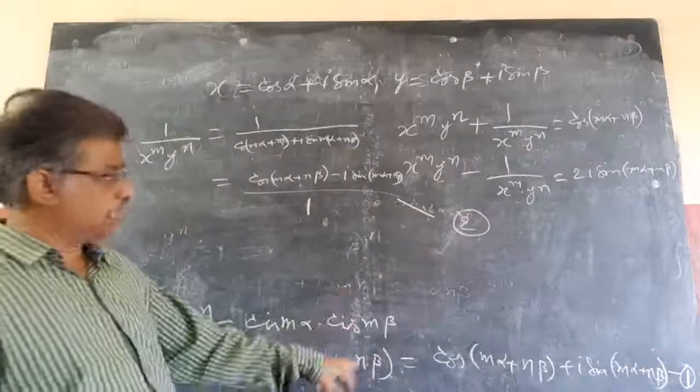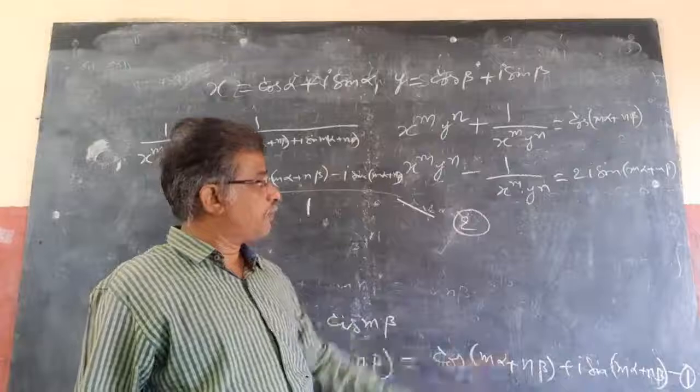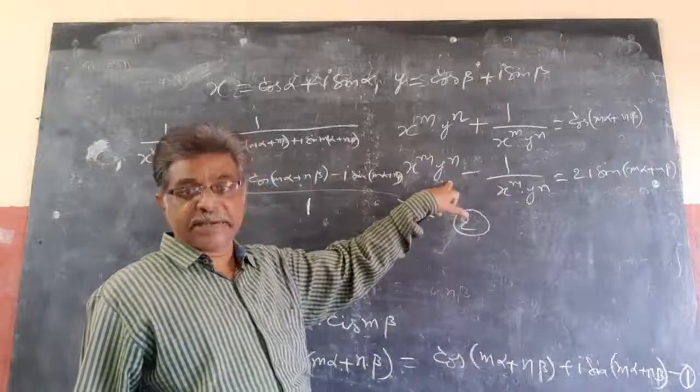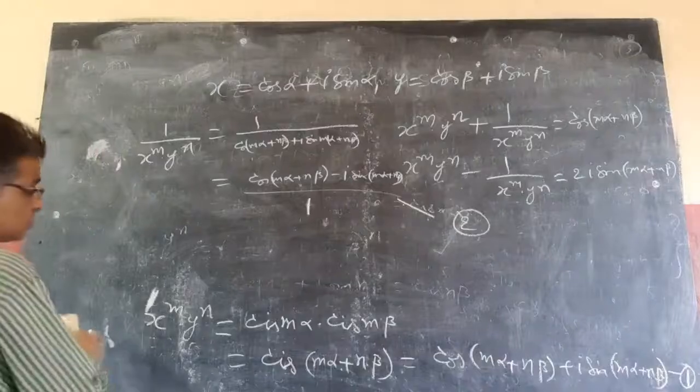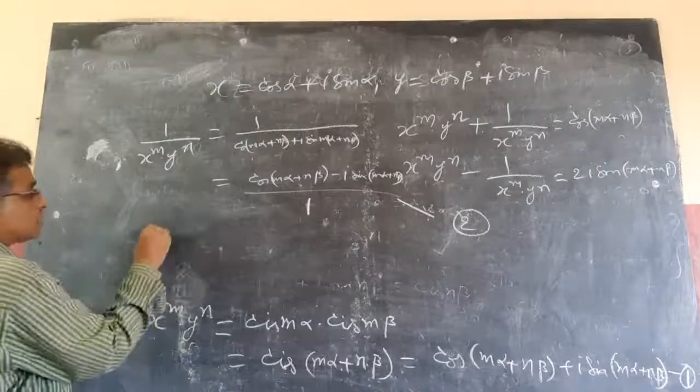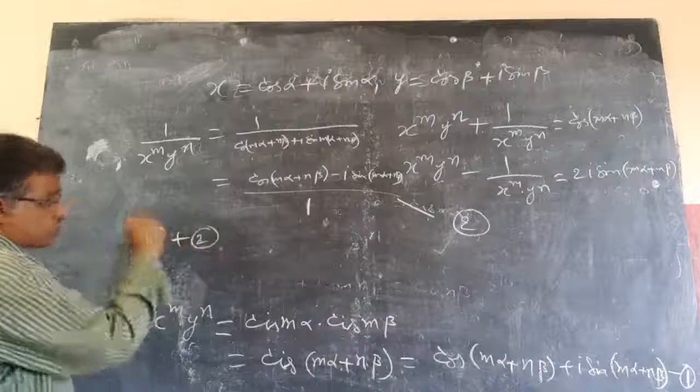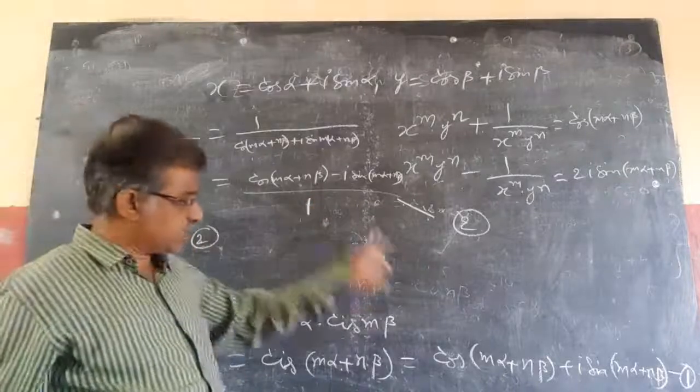Now if I do 1 plus 2, I will get the first. If I do 1 minus 2, I will get the second equation. Both I will get at a time. So just 1 plus 2 and 1 minus 2. First I will do 1 plus 2. What do I get? 1 plus 2 means this plus this.